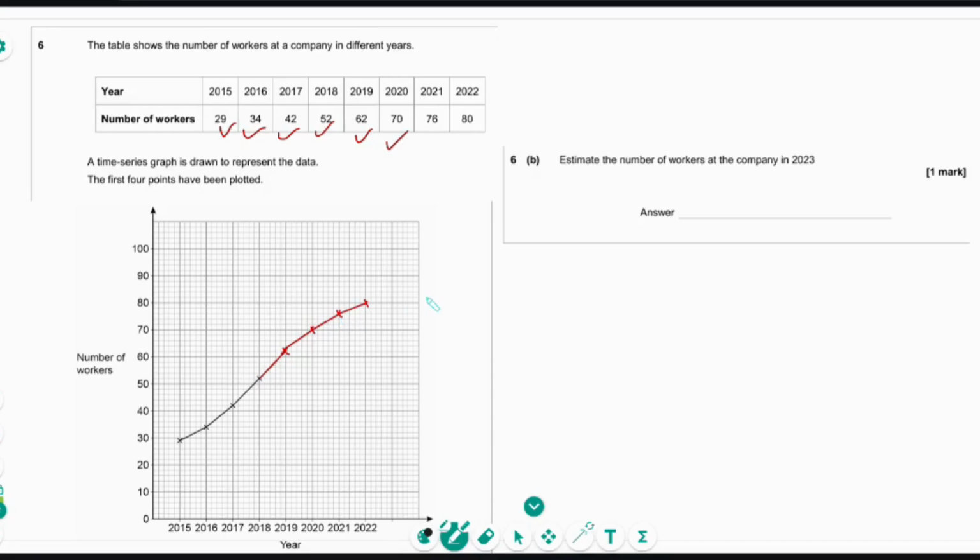Estimate the number of workers at the company in 2023. Okay, you can see an upward trend. The gradient is less steep here, but it's still going up. So I'm just going to say 82 or 83. I'm going to say 83. I'm just going to look at the mark scheme because you can probably have a variety of different answers here. Yeah, anything between 82 and 90.